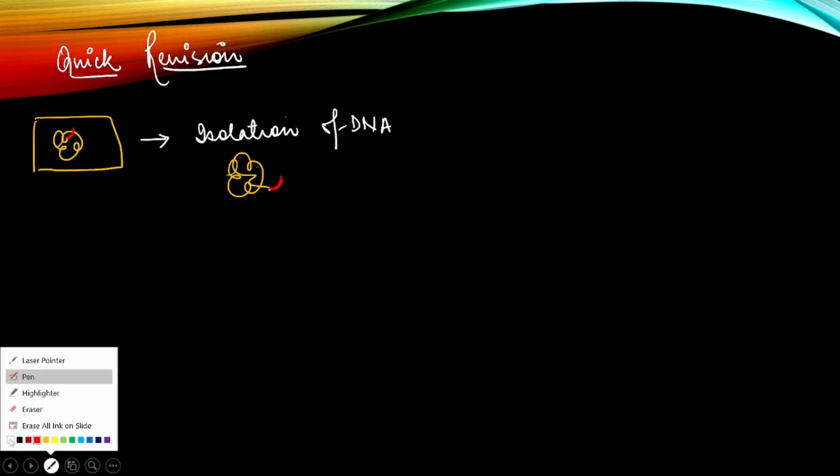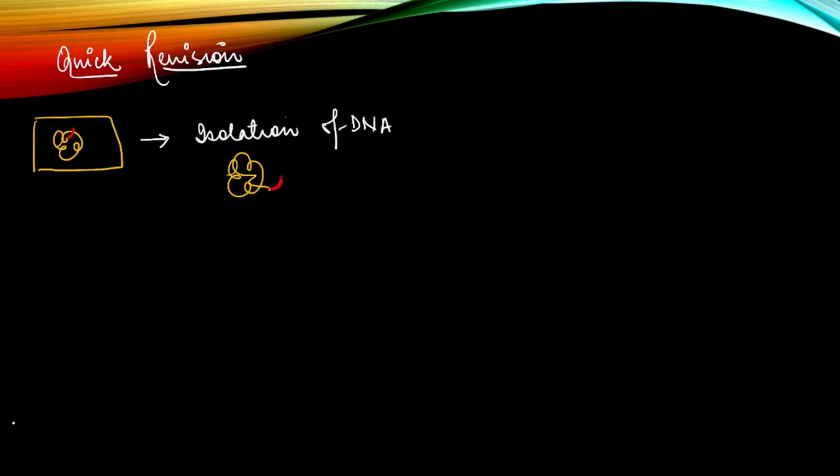What will I do? I will first do isolation of DNA. So now I am having this DNA, and since this DNA is very long, it contains the human insulin gene. Now what do I have to do next to get my gene of interest? First step, I will do isolation of DNA.